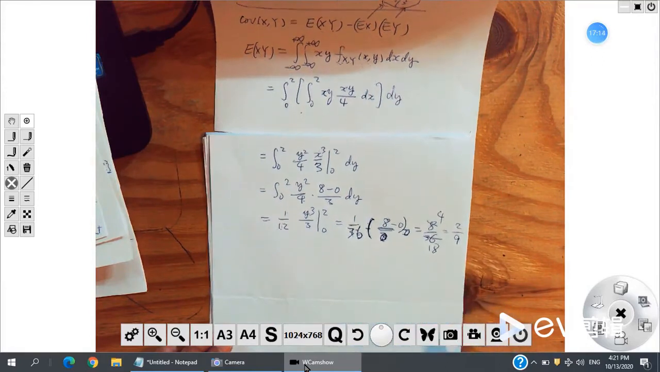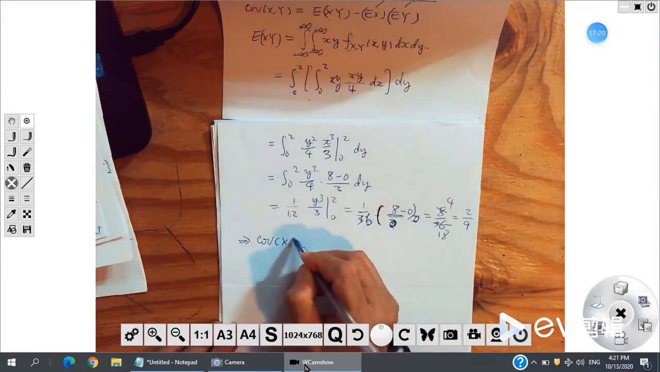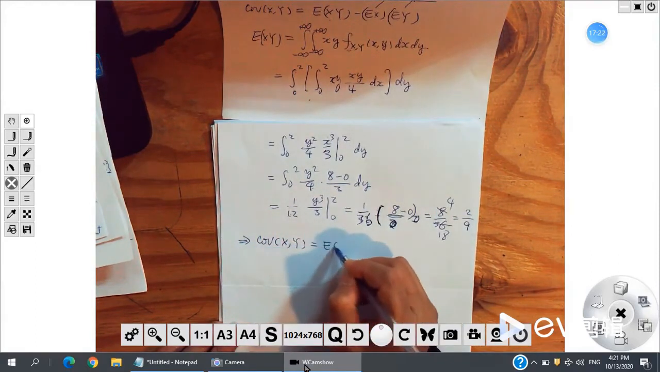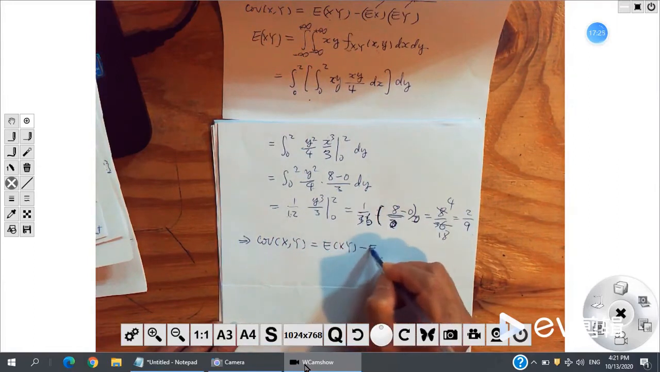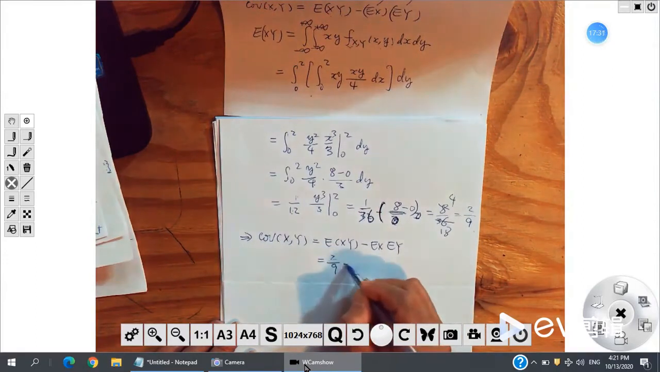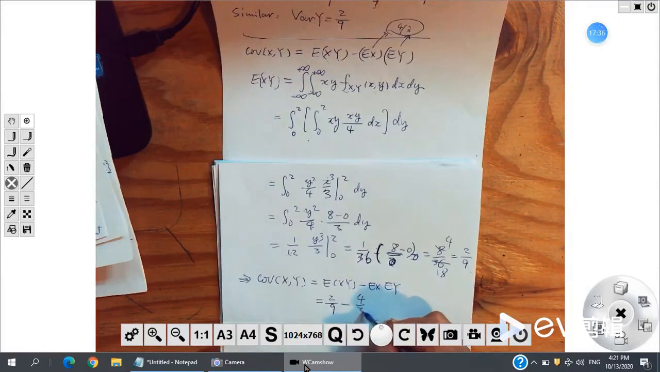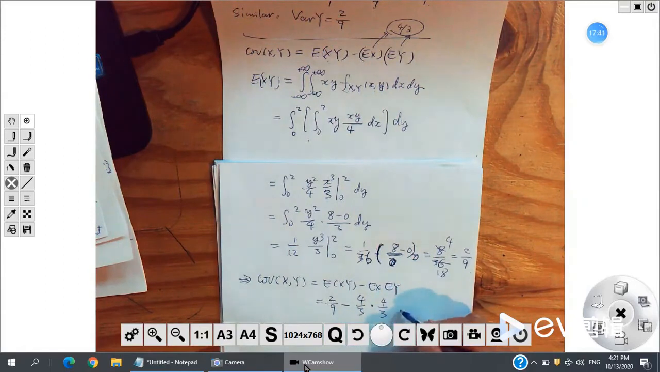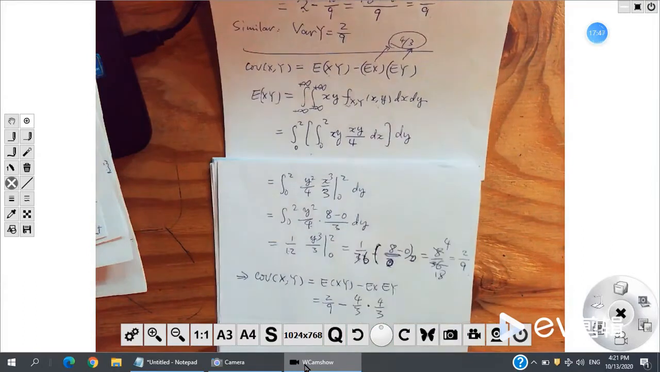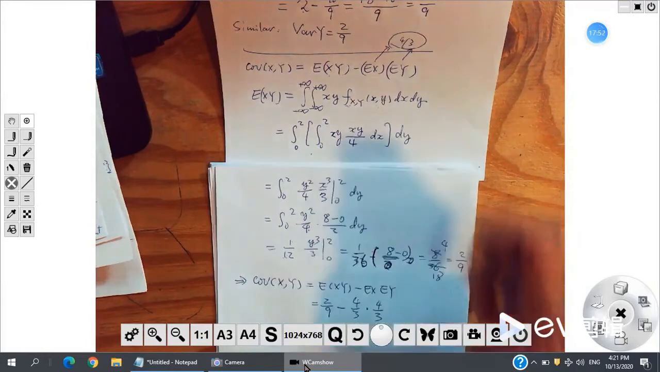Okay, so we have E of XY. Then we have the covariance of x and y. There will be E of xy minus EX times EY. This is 2 over 9 minus EX, which is 4 over 3, times EY, which is 4 over 3. So, I think I got something wrong. This is independent, right? Independent, actually this should be 0. Okay, let's go now.